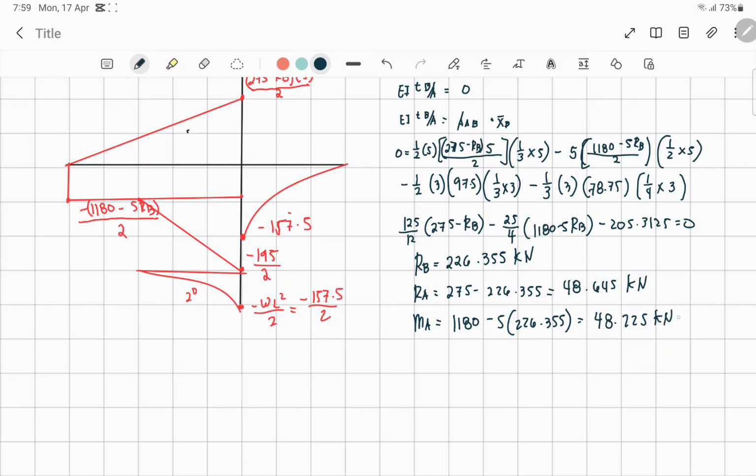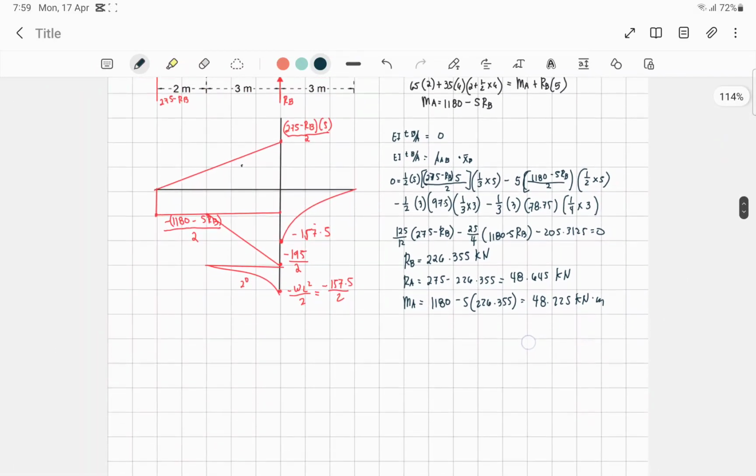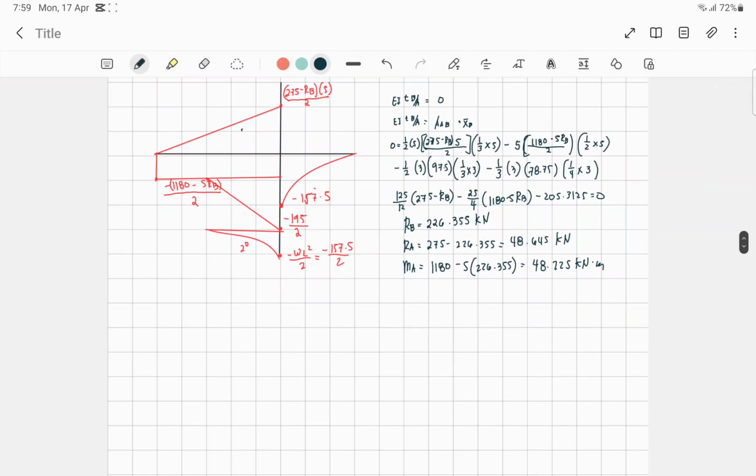48.225 kilonewton meter. So, paki-double check na lang sa mga pwesto nyo kung tama nga ba yung sagot ko, and then if meron tayong corrections, then you can PM me for the corrections, okay? Ayan. And then we have to proceed na tayo in the structural analysis to compute for our maximum shear and maximum moment.